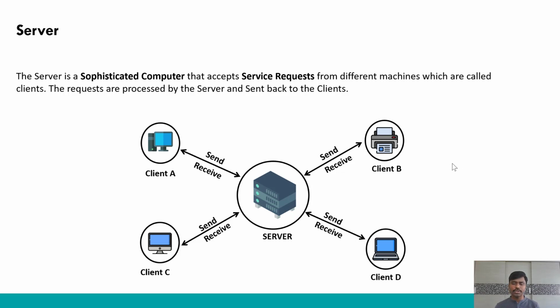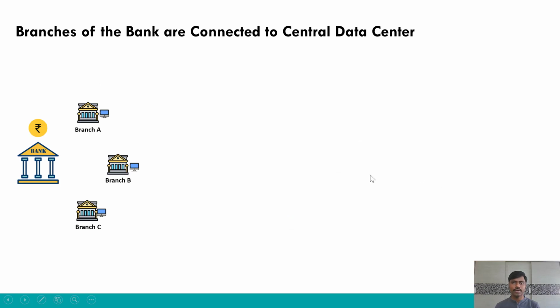Now we will move on to the main topic. Branches of the bank are connected to the centralized data center. In India, I think everybody knows State Bank of India. This has approximately 44 crore customers and close to 22,000 branches and 58,600 ATM machines. So you can visualize the magnitude of SBI's network.